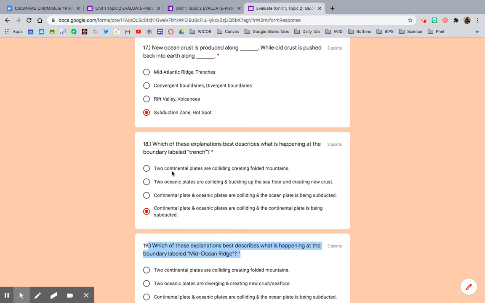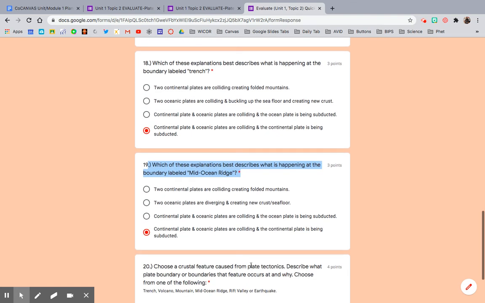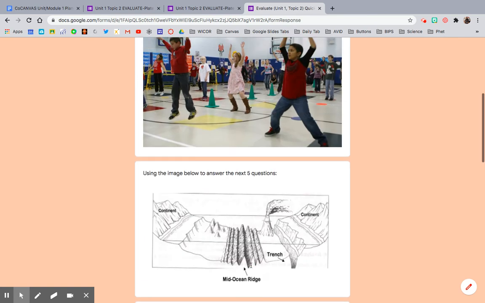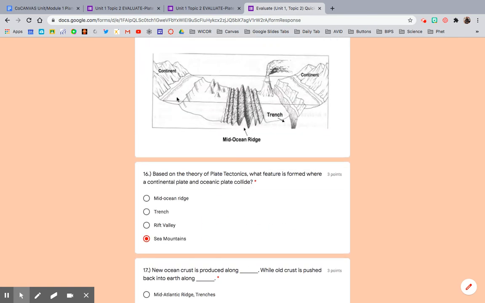So y'all notice how those have the same answer choices. So keep that in mind. So mid-ocean ridge is right here. Notice how it's under the water. And then you need to look and try to eliminate some of those answers.